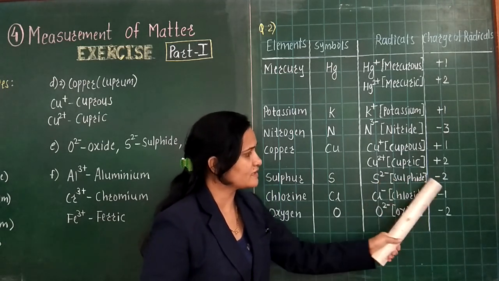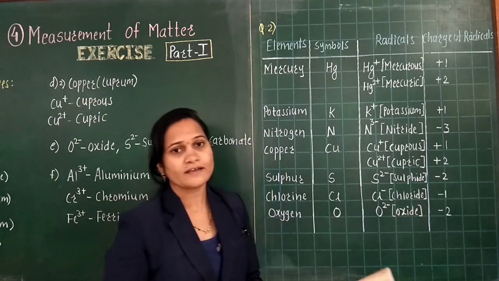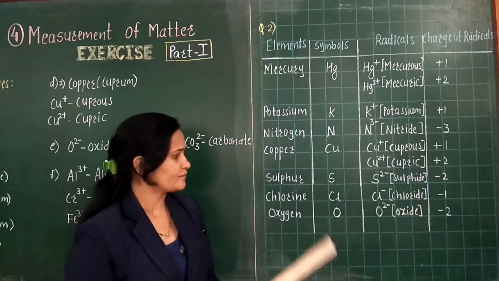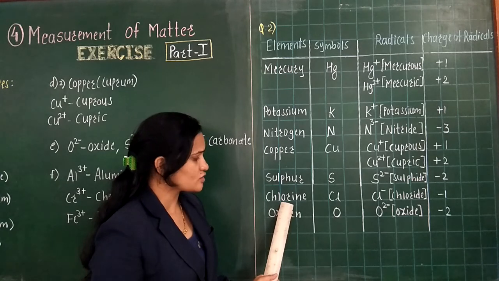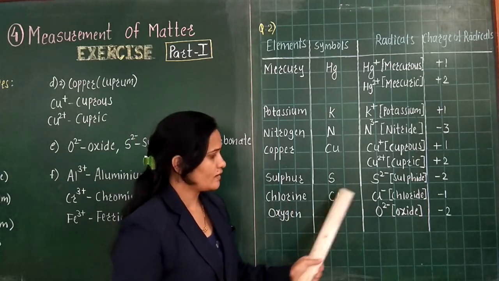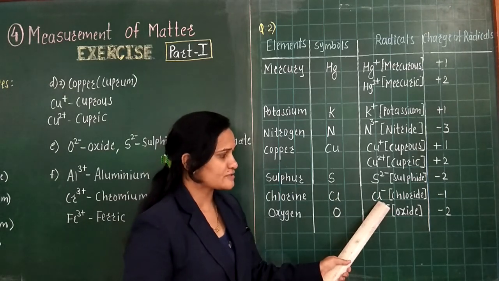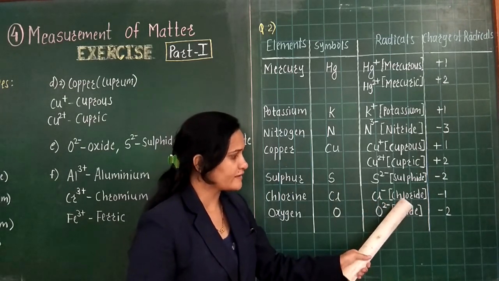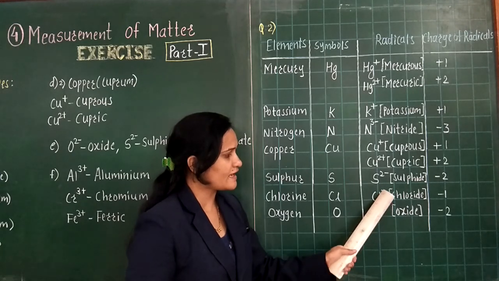2 minus means -2 is the charge of the radical for sulfur. Now the next element is chlorine. The symbol for chlorine is Cl. Here only one radical is present. It is chloride, and the symbol is Cl minus.